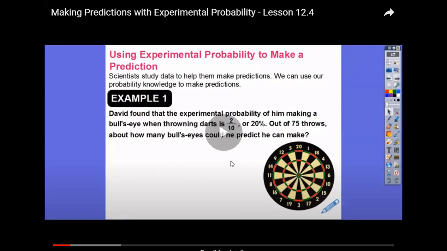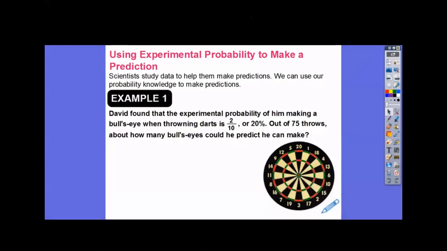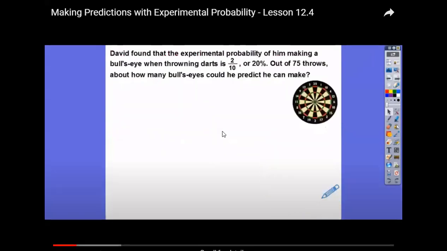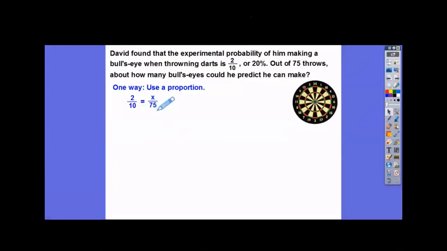You know how he can do it? Now he made his experiment, right? Out of how many? His experiment was out of how many? No, out of 10. At the beginning, it was out of 10. Out of 10, he got 2. Then we have two methods. The first way, we can use a proportion. 2 out of 10 is how many out of 75. Then we will use cross product to find the answer.